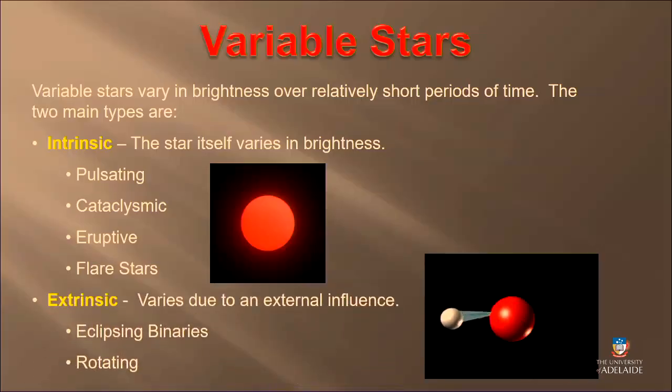And the other type are extrinsic. So these stars vary in brightness due to an external influence. The two main types of those are eclipsing binaries and rotating variables, which we'll go into more later. And that animation seems to work.